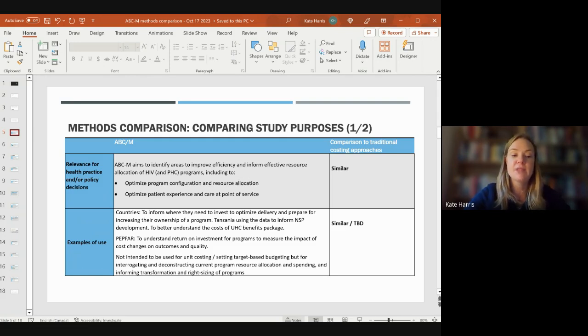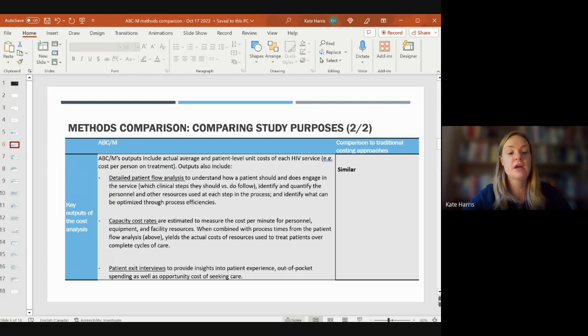For example, ABCM data is intended to be used in Tanzania to inform its national strategic plan and to better understand the costs of the UHC benefits package. PEPFAR intends to use the activity-based costing to inform its resource allocation and spending decisions, but notably, it won't be using the unit cost that activity-based costing will come out with for its target-based budgeting process. That's not the purpose. It's more to understand overall efficiency and program design and optimization.